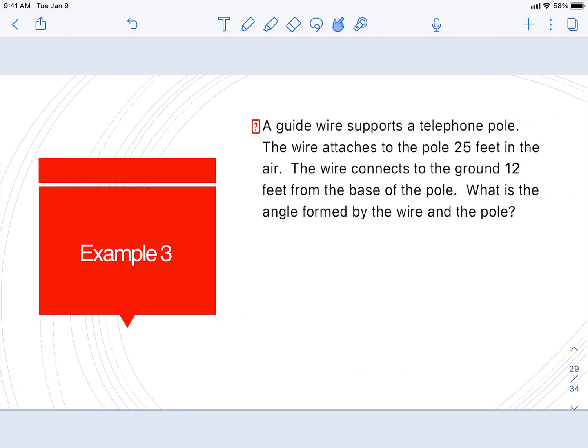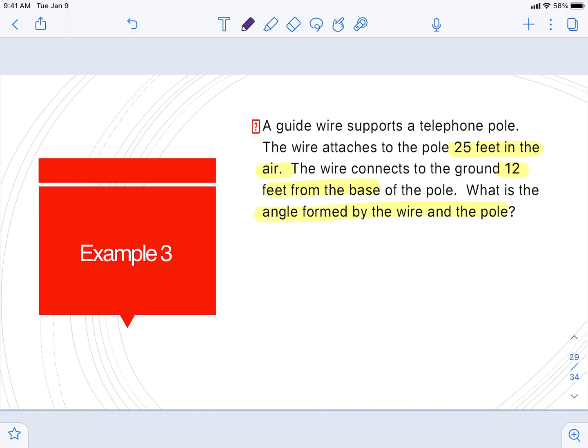All right, one last one for the video. If you want to try this on your own, I would say just make sure you read it carefully. All right, so it says a guide wire supports a telephone pole. The wire attaches to the pole 25 feet in the air. The wire connects to the ground 12 feet from the base of the pole. What is the angle formed by the wire and the pole?